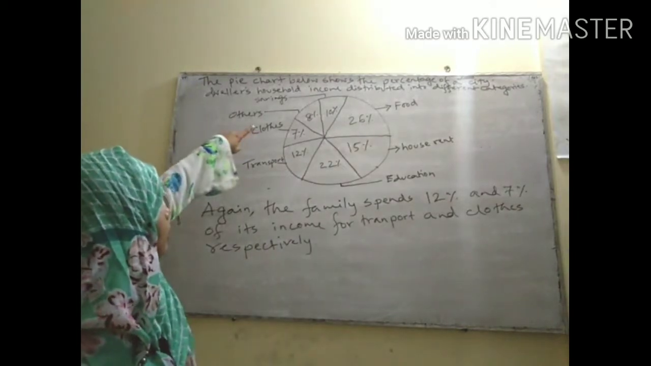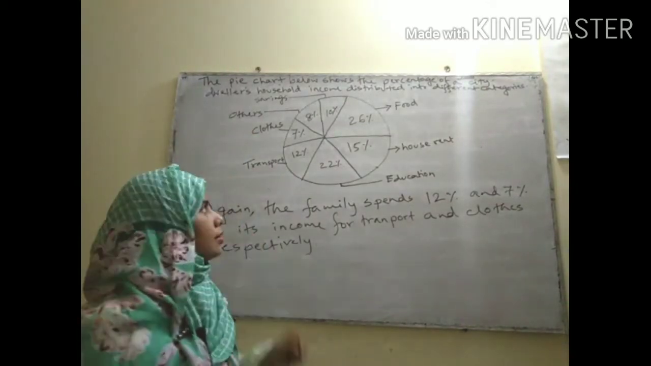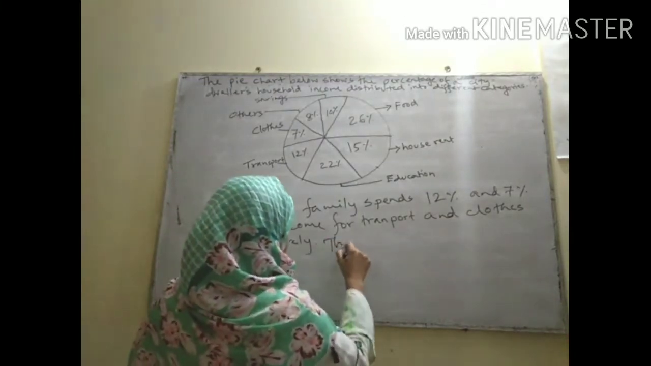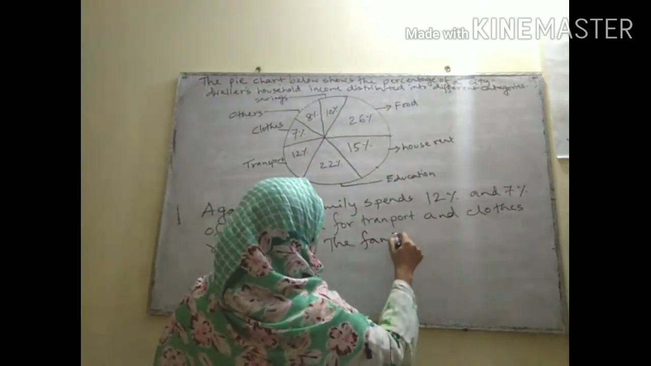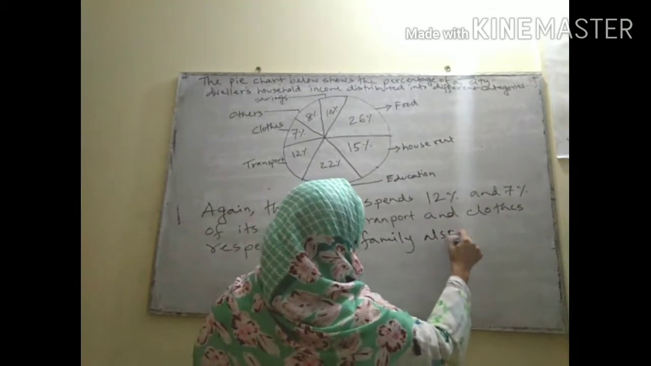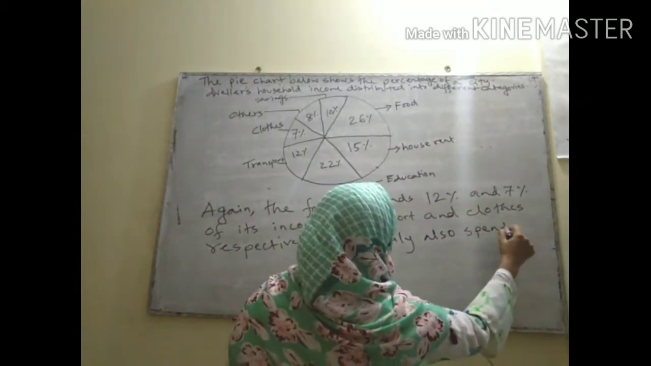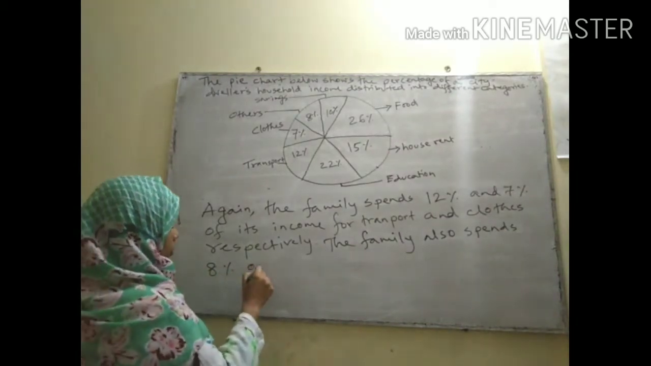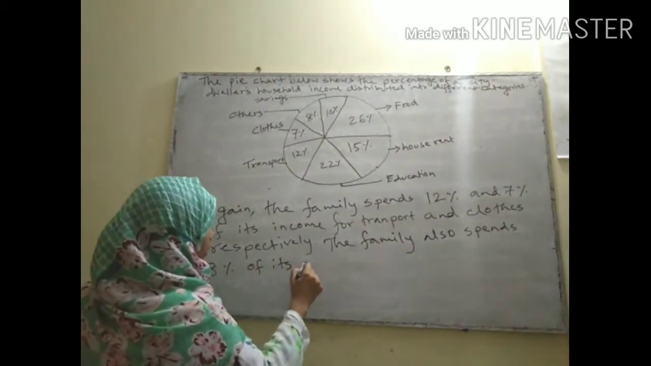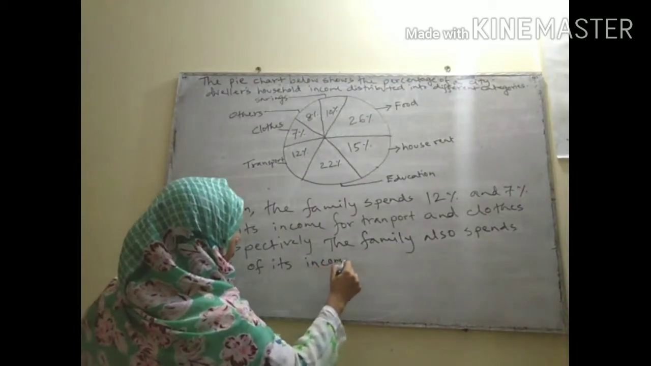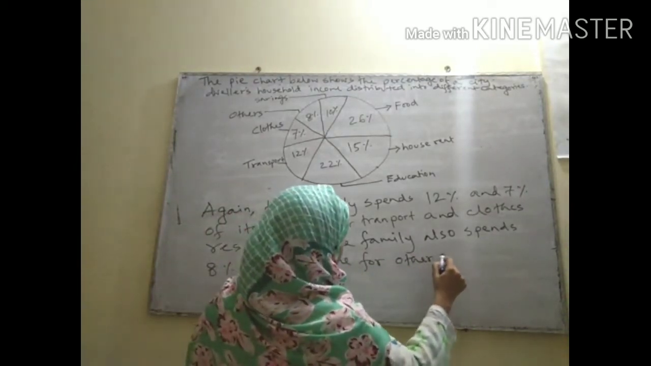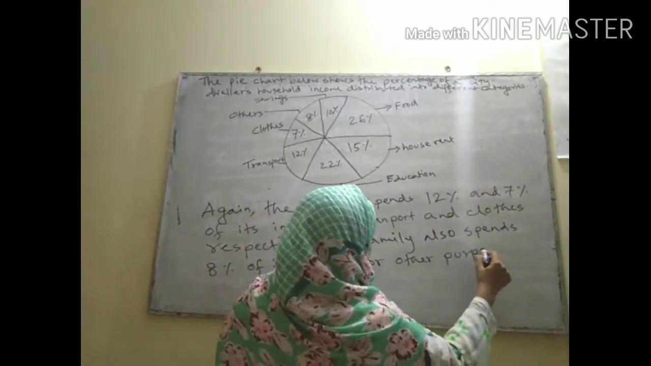Now others. Others means for other purposes. The family also spends 8% of its income for other purposes. Okay.